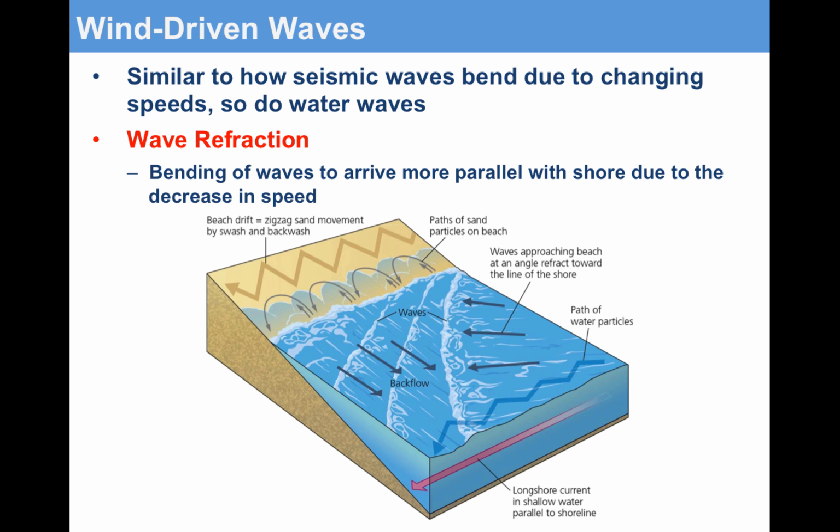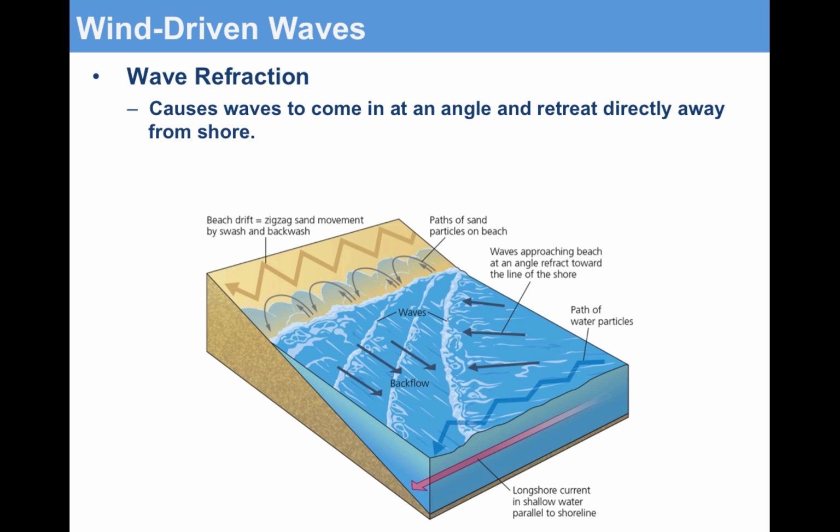This is similar to how seismic waves bend due to changing speeds, like we talked a little bit about with earthquakes. And what this means is as we reach the shore, waves will actually arrive parallel to the shore even if they came in at a strange angle. That's wave refraction again. Sorry, I got a little ahead of myself. So again, waves come in at an angle, and they actually come in parallel.